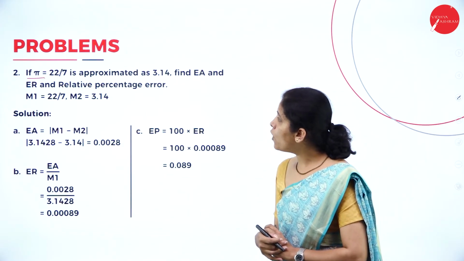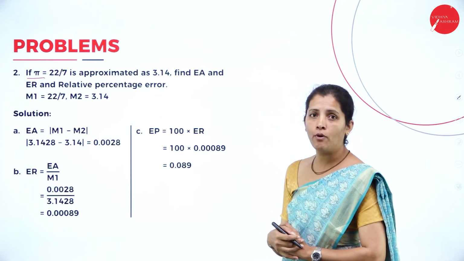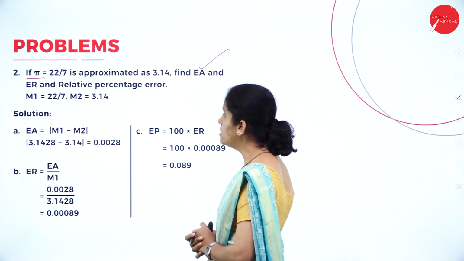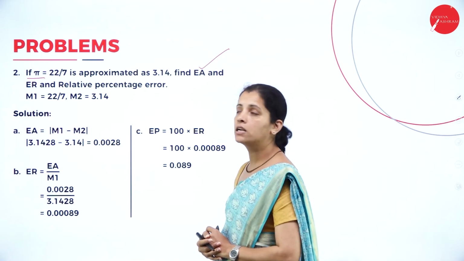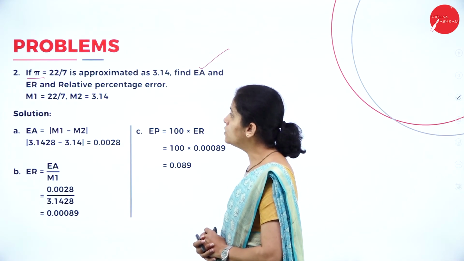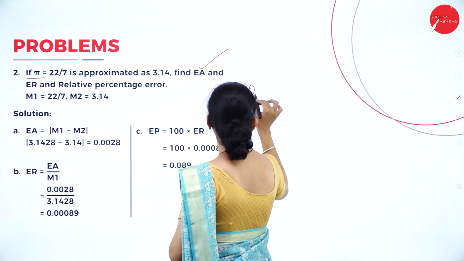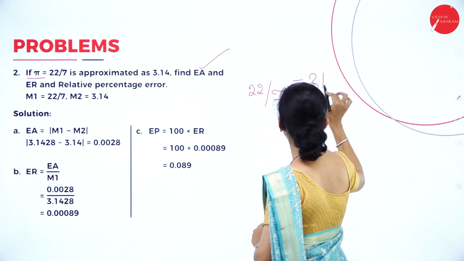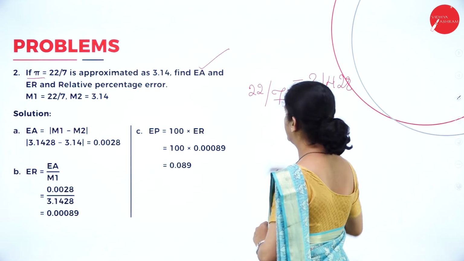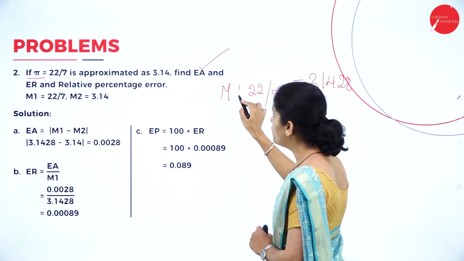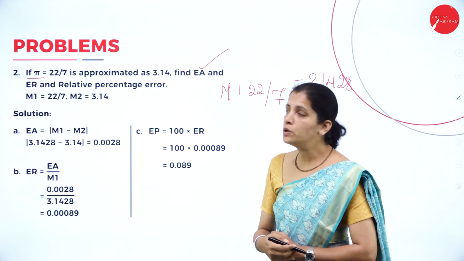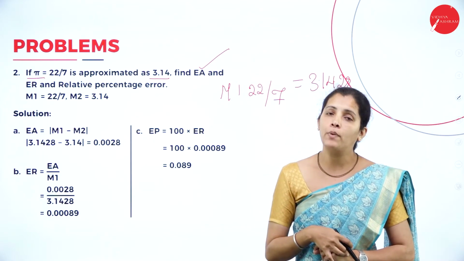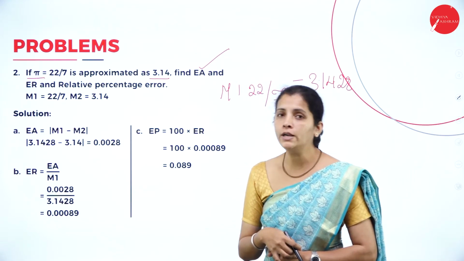Now, dear student, my second question is, if pi equal to 22 divided by 7 is approximated as 3.14, find out absolute error, relative error and relative percentage error. So, when I divide 22 by 7, I'm going to get 3.1428. So, this is my M1. Then what about M2? M2, in the question they have mentioned, is the approximate, that is 3.14.